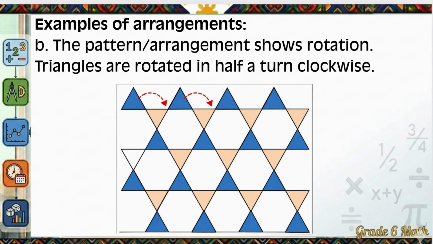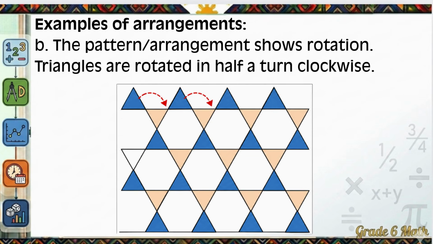Important idea to remember. A half turn, 180 degrees rotation, makes a shape look flipped upside down, but it is still the same shape. The pattern repeats because each triangle follows the same rule. Rotate, flip, repeat.